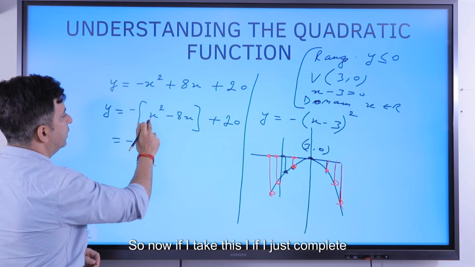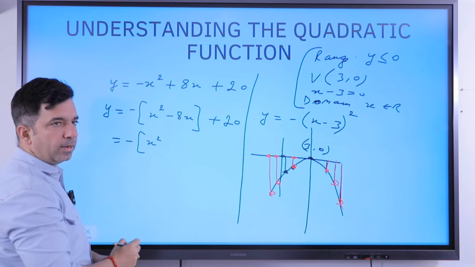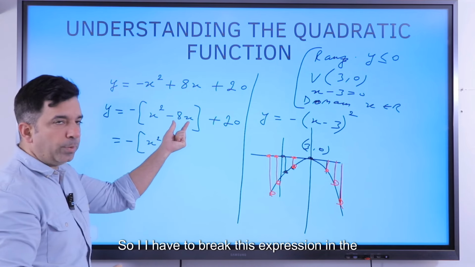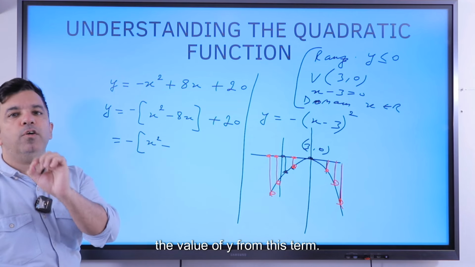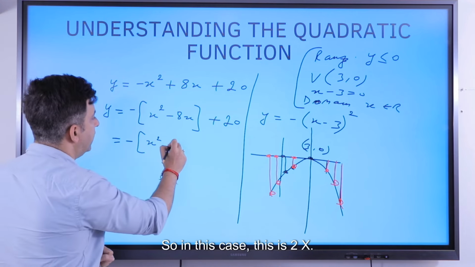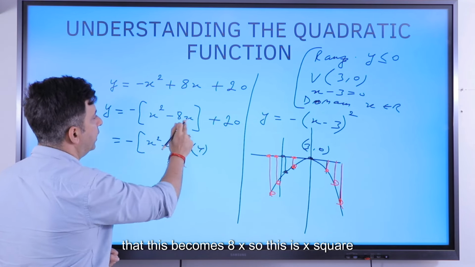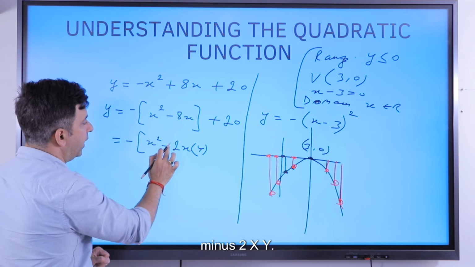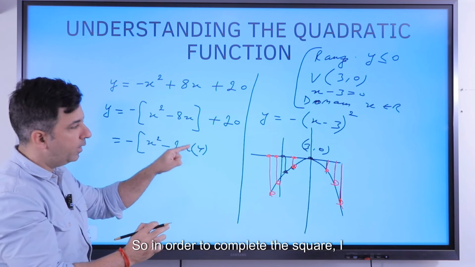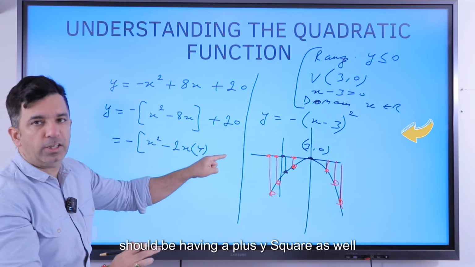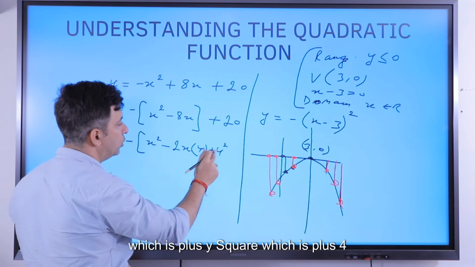Now if I complete the square inside this bracket, we can see that this is x square. I have to break this expression in the format of 2xy so that I am able to obtain the value of y from this term. So in this case, this is 2x, and what are we left with? It is actually a 4, so that this becomes 8x. So this is x square minus 2xy, and this is my y. In order to complete the square, I should have a plus y square as well over here, which is missing. So I'll add it myself, which is plus y square, which is plus 4 square.